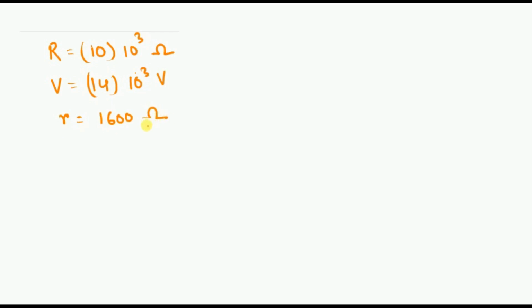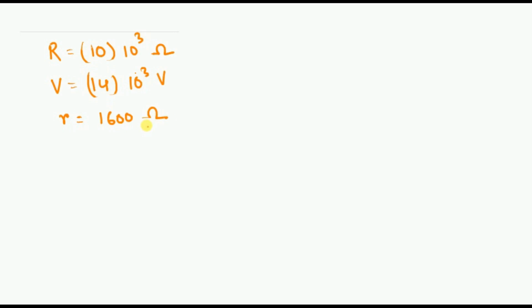In this question, given the resistance between the two hands of a person is R equal to 10 kilo ohm, and write 10 times 10 to the power 3 ohms. The power supply he touches, V is equal to 14 kilovolt, and the internal resistance of that power supply is equal to 1600 ohms.